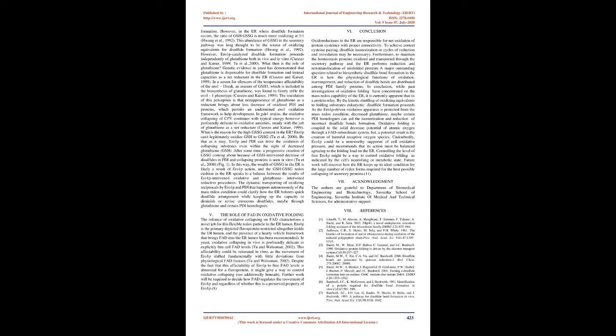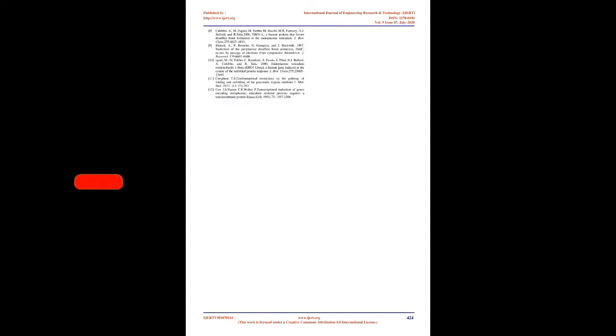5. For the role of glutathione in oxidative folding, glutathione is the major redox buffer in eukaryotic cells, Wang et al., 1992. The ratio of reduced, GSH, to oxidized, GSSG, glutathione is 100:1 in the cytosol, Wang et al., 1992. This highly reducing environment disfavors disulfide bond formation. However, in the ER where disulfide formation occurs, the ratio of GSH to GSSG is much more oxidizing at 3:1, Wang et al., 1992. This abundance of GSSG in the secretory pathway was long thought to be the source of oxidizing equivalents for disulfide formation, Wang et al., 1992.